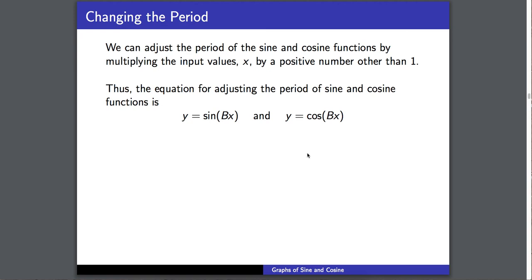So the equation for adjusting the period for sine and cosine is y equals sine of bx and y equals cosine of bx. I meant to say sine of b times x earlier. I apologize. So y equals sine of bx and y equals cosine of bx will adjust the period for our sine and cosine functions. In other words, they're horizontal stretches and compressions.